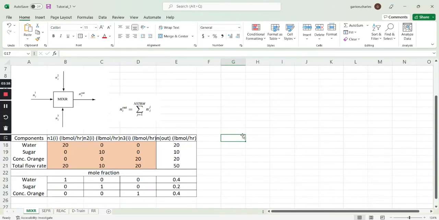Okay, so this was a simple example on how you can set up an Excel sheet to perform these kinds of calculations that you could probably do by hand, but it can be expanded very easily to perform calculations with many components and or streams.